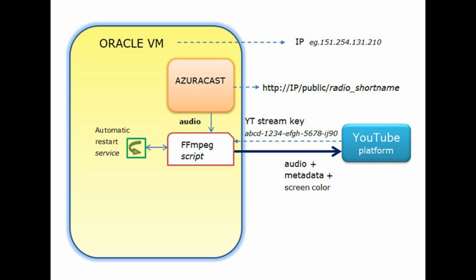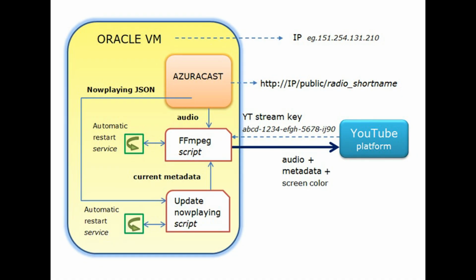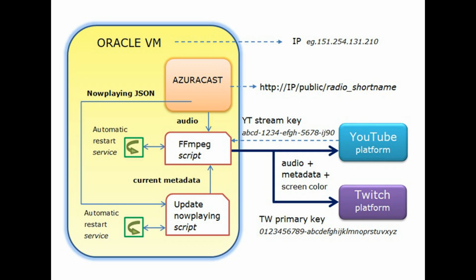To increase my YouTube channel audience, I made an FFmpeg script that sends the audio signal to the YouTube streaming platform. Step 3. To enrich the information offered by YouTube for the current playing song, I made another script to send the metadata of the current song, author, title, album, genre, alongside the main audio signal. Step 4. Additionally, I send the same broadcast signal to the Twitch streaming platform.